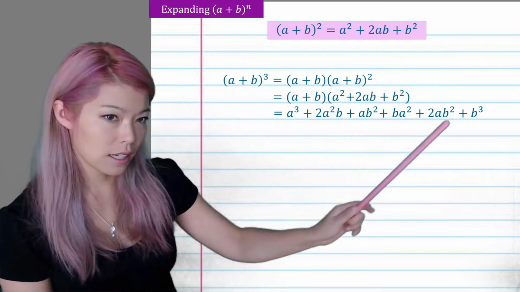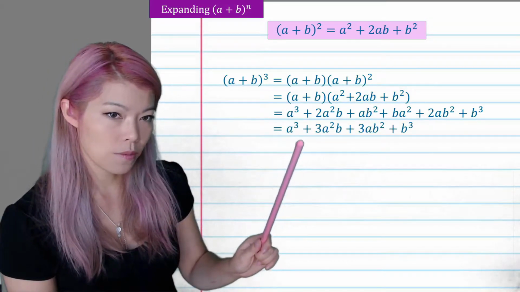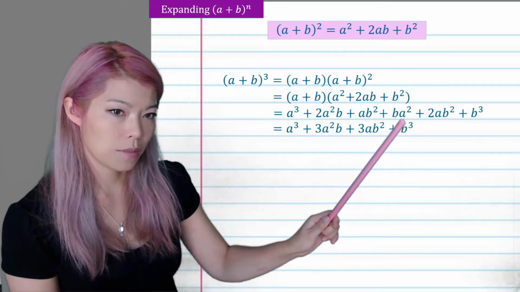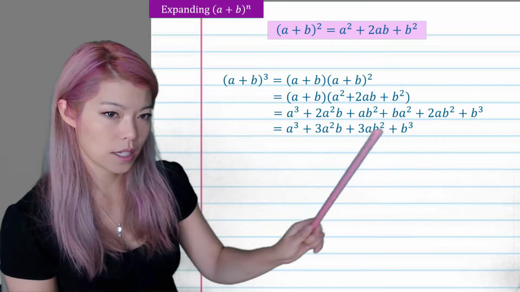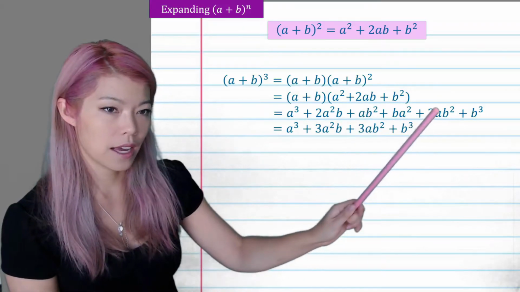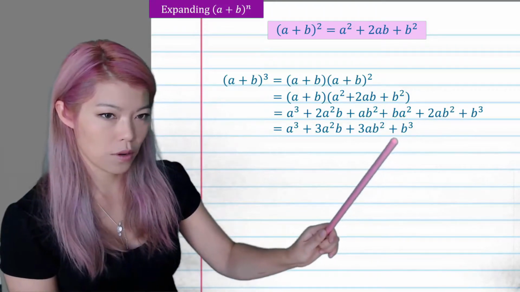It's getting very tricky, there's so many terms. Let's neaten it up a bit. So we have a³, and we can see that there's a²b there and a²b there. So 2 plus 1 is 3. And we can see ab² here and 2ab² there, so there's 3 of those. And then b³ over there.